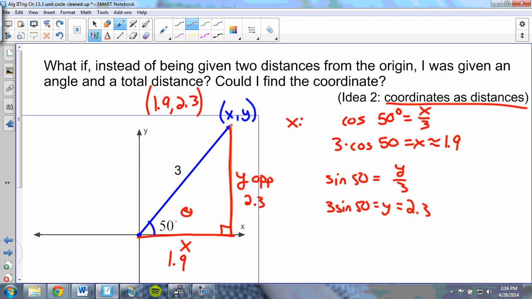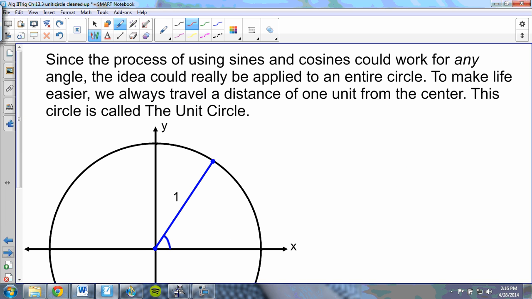The third idea is one that we've seen before. Oops. I'll come back to that. The sines and cosines that we use. Give me just 1 second.